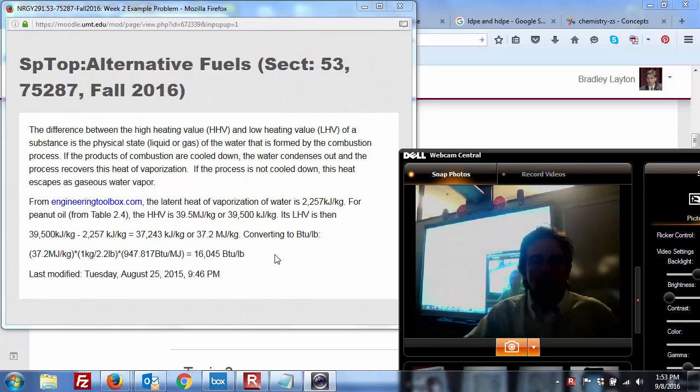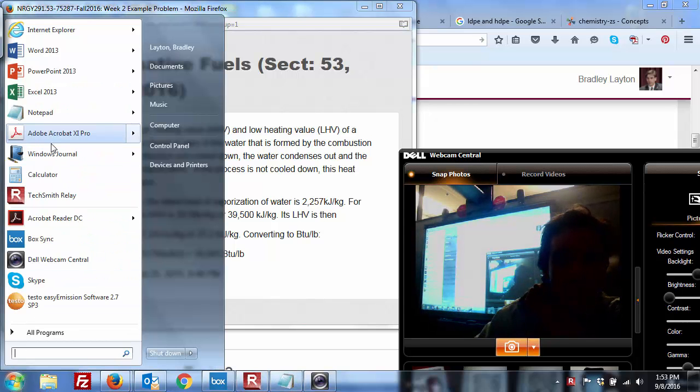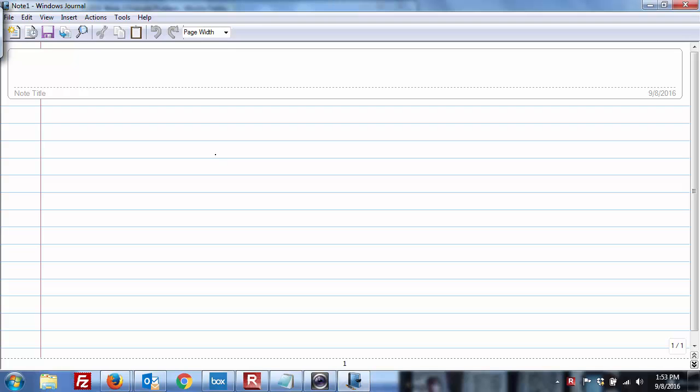Okay, so I am now into the shell, and I'm just looking at a little example problem for week 2. And this is really important that you know what the higher heating value is and the lower heating value is. I'll just give you a little graphical demonstration of what this is.